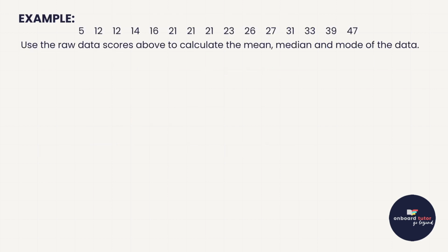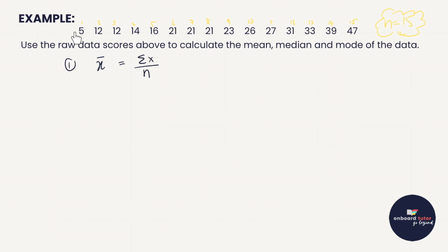Let's practice. Okay, so here we are given some raw data and we are asked to calculate the mean, the median, and the mode. First up, the mean. So that's X bar is equal to the sum of the scores over the number of scores. So let's figure out how many scores we're dealing with. 1, 2, 3, 4, 5, 6, 7, 8, 9, 10, 11, 12, 13, 14, 15 data values there. Okay, so that's n. N is equal to 15.